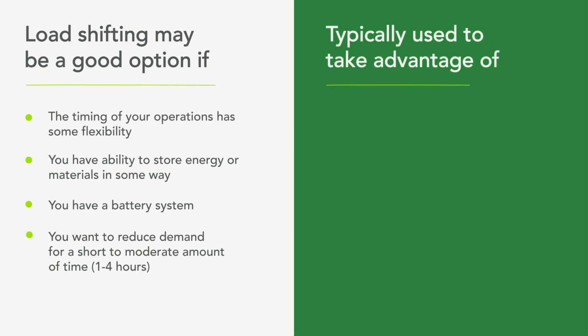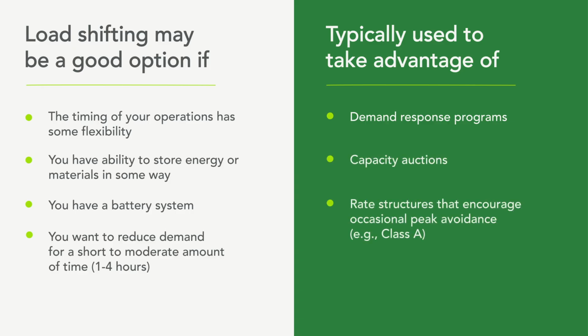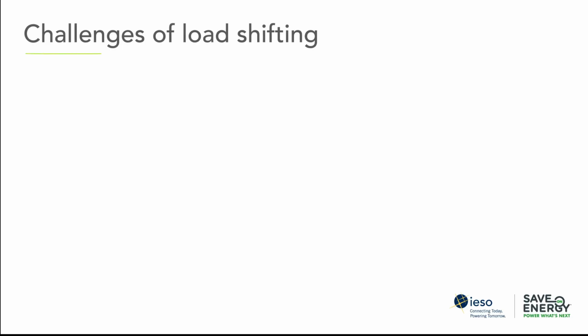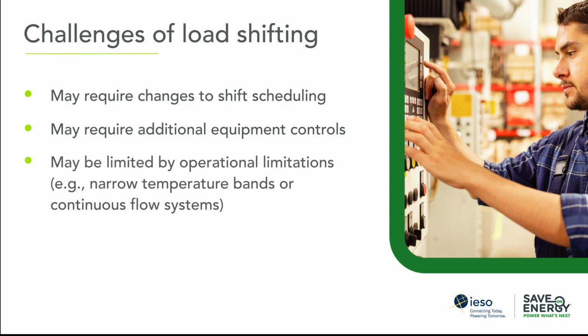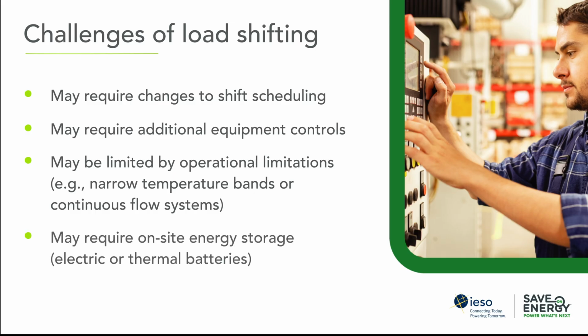It can be used to take advantage of demand response programs, capacity auctions, or other rate structures that encourage occasional peak avoidance, like the IESO's Class A rate structure. The challenges of load shifting can include issues with rescheduling employee shifts or the need to upgrade equipment controls. Some operations may need to maintain narrow temperature bands or require continuous flow, limiting their ability to pre-cool or stockpile materials. There may also be additional costs to purchase and maintain on-site energy storage equipment.